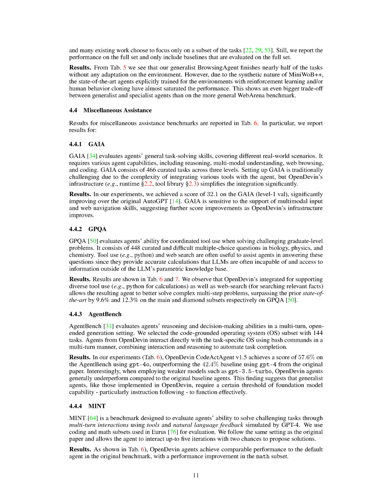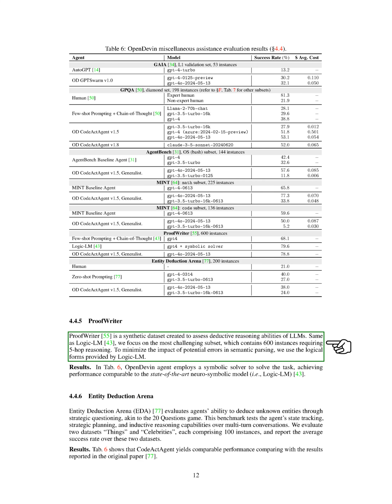multimodal capabilities. Section: Proofwriter. In this section, we introduce Proofwriter, a synthetic dataset designed to evaluate the deductive reasoning skills of large language models, LLMs. Similar to Logic LM, we concentrate on the most difficult subset, which includes 600 instances that require reasoning through 5 steps. To reduce the chances of errors in understanding the semantics, we utilize the logical forms provided by Logic LM.